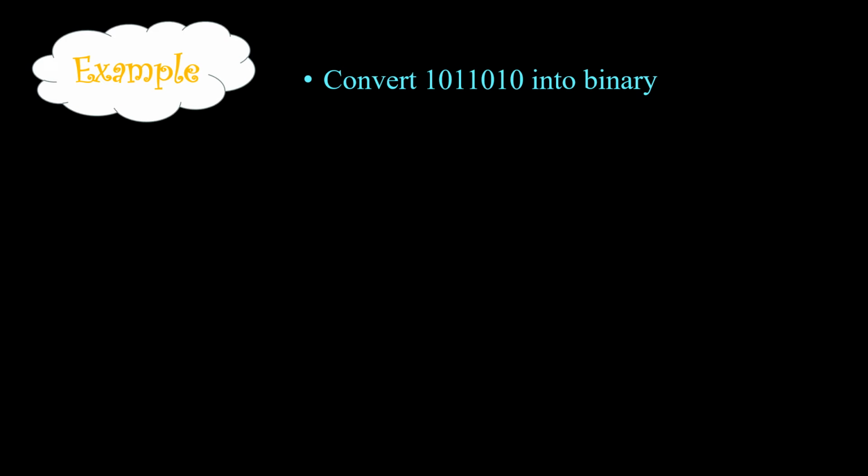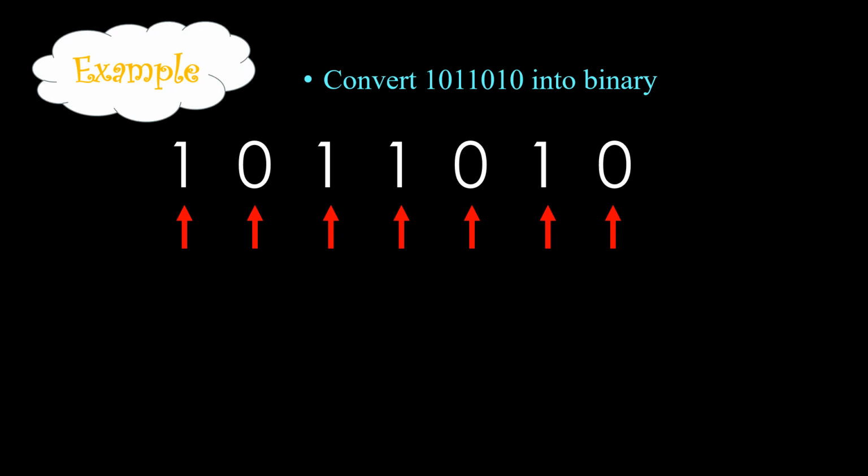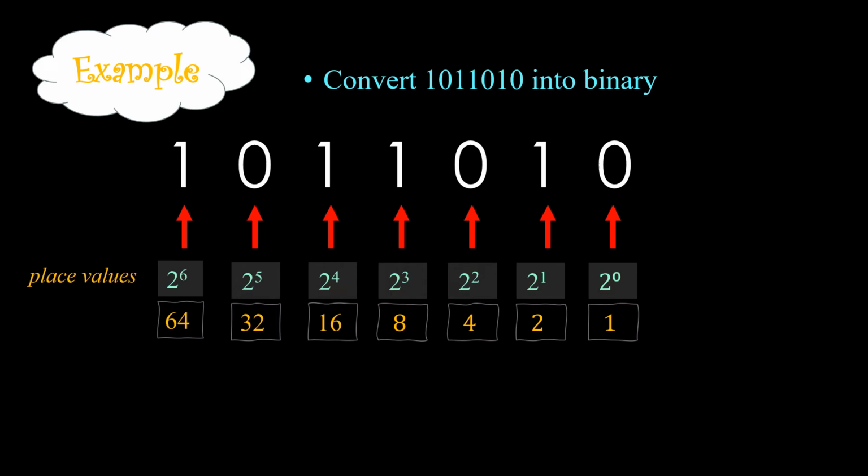For an example, we are going to convert 10111010 from binary. As I told you before, you have to write the given binary number like this, and below that you have to write the place values like this. I will tell you 2-3 place values, there's no need to tell all of them. The first place value is 2 to the power 0, that is 1. For the second digit, the place value is 2 to the power 1, that is 2. For the third digit, the place value is 2 to the power 2, that is 4.